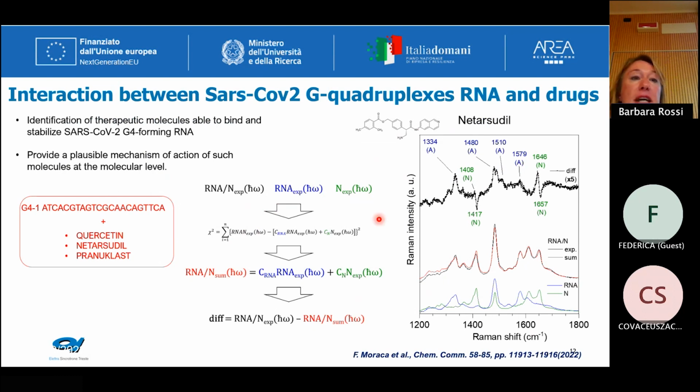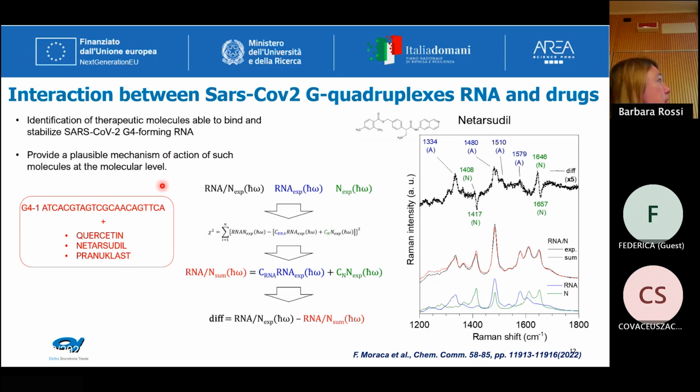This is another possible application, on the interaction between the SARS-CoV G quadruplex RNA and drugs. Here we use UV Raman spectroscopy in the framework of a larger project, where the main focus is the identification of therapeutic molecules able to bind with this RNA structure to stabilize the complex.